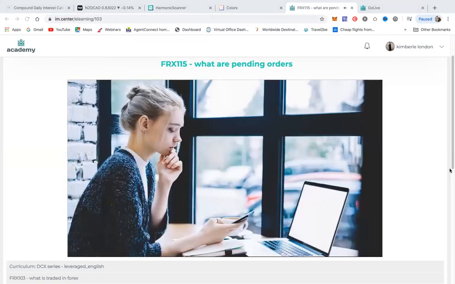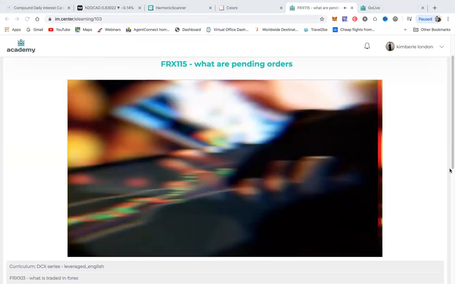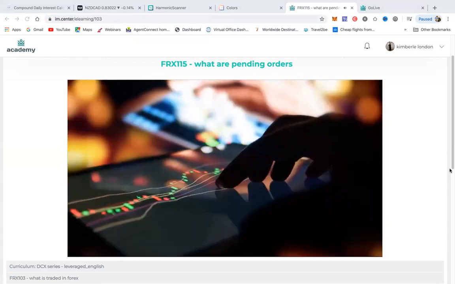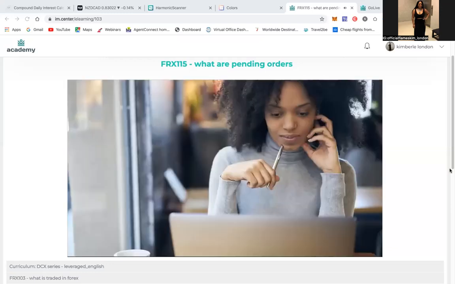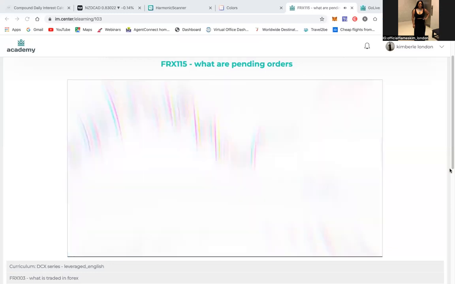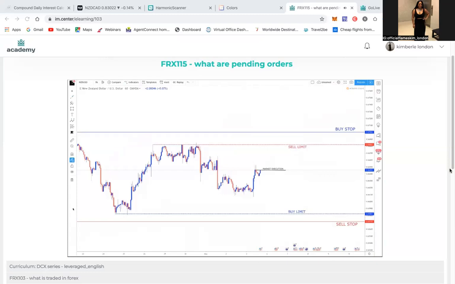Welcome back to the IML Academy. In this video, we're going to discuss what are pending orders. Pending orders are different positions traders open when they want to begin trading in the Forex market. Now, there are 4 types of pending orders and 1 order known as market execution. These orders allow traders to buy and sell at market value or set up for a trade in the future that they feel is going to be a profitable one.